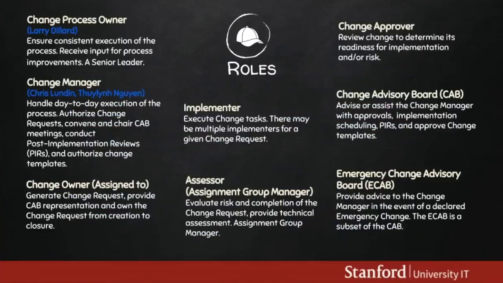And we now have the ECAB, which is a subset of the CAB, and these are people that, if there's an emergency change request that's put through, they're providing advice to the change managers in regards to that emergency change request. Any questions on the roles?